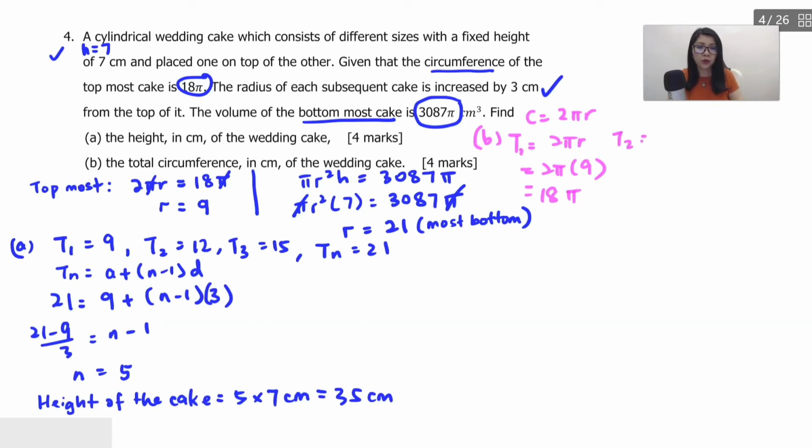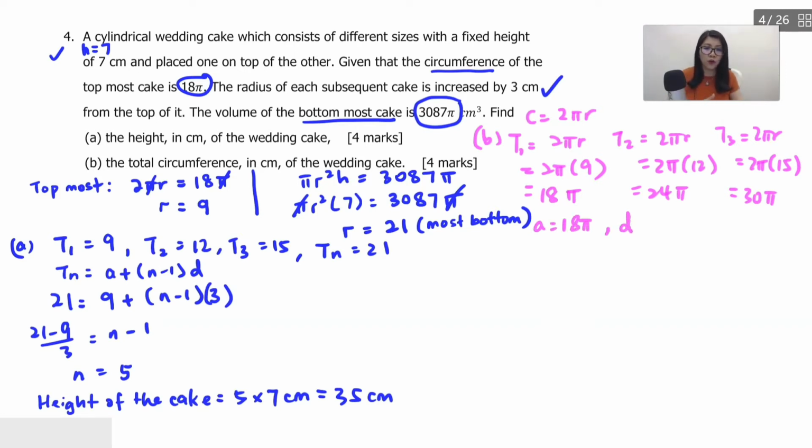Then T2 will be 2 pi r also, but our radius is 12, so therefore it is 24 pi. To find T3, we use 2 pi r also. For the third one, our radius is 12 plus 3, which is 15, so it's 30 pi. Which means that our a is 18 pi, and our d is 24 pi minus 18 pi, which is 6 pi.